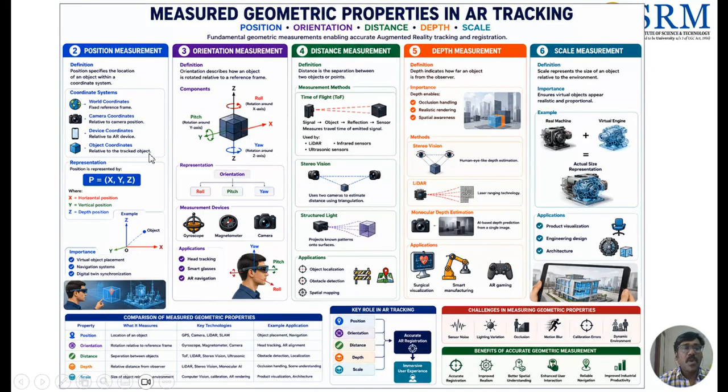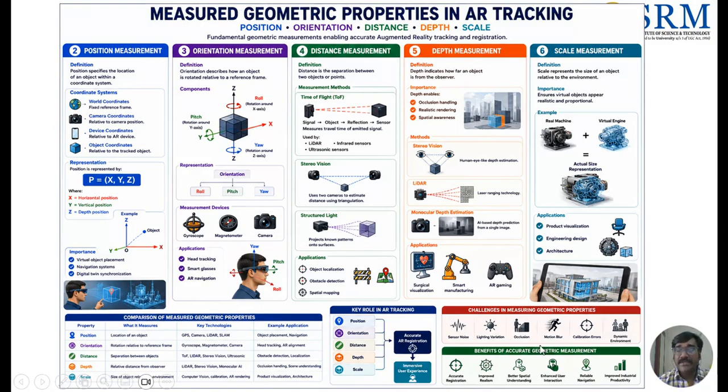But which type of geometric properties we use is a matter of the measurements actually. So position measures the location of the object. The key technology is a comparison of measured geometric properties, as given here. And finally, the key role for AR tracking is to identify all five parameters: position, orientation, distance, depth, and scale. And the challenges in measuring the geometric properties are sensor noise, lighting differences, viewpoint variations, occlusion, and the movement of objects, which creates blurriness, and calibration error.